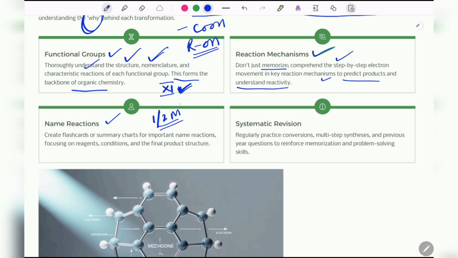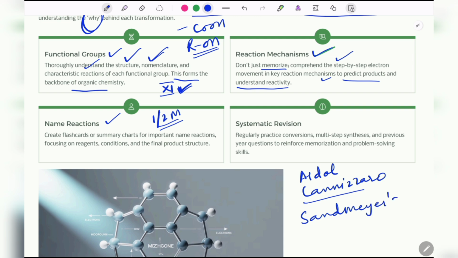in organic chemistry. Like for example, aldol condensation is there, then you have the Cannizzaro reaction, for example, then you have the other reactions like Sandmeyer's reaction. So there are so many reactions. My suggestion would be that all of you should write down the name reactions in your notebook and go on daily revising them so that they become easily recallable.